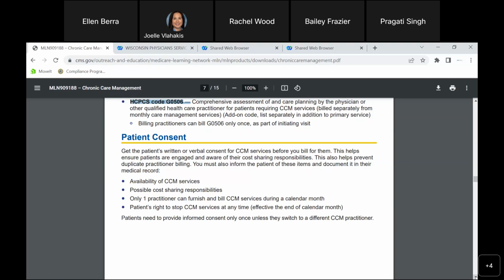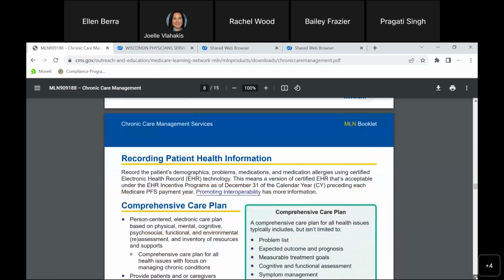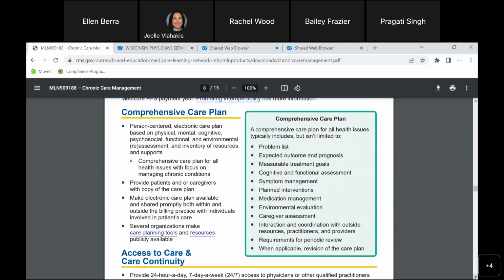The next thing that we want to look at then is the care plan. And this is on page 8 of the handout. In the comprehensive care plan, this is what needs to be included. And you can see here, it's not limited to this, but these are the items that need to be included. A couple of things that providers have asked questions on is number one, the problem list. Is it only the chronic conditions that need to go in this comprehensive care plan? And the answer to that is no, it's all of the problems that a patient has.